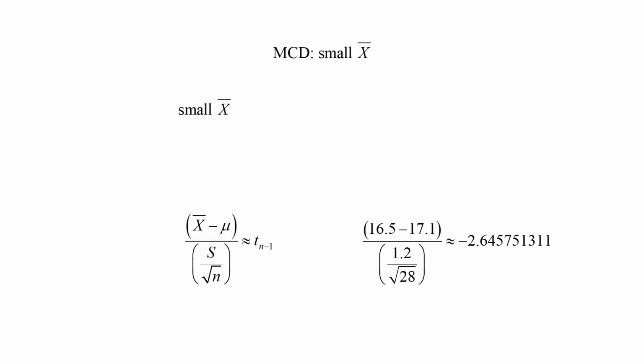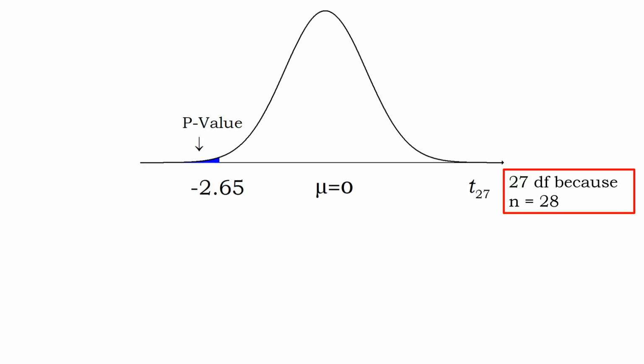Looking at our equation, a small x bar leads to a small t-score. Small t-scores are in the left end, or left tail, of the t-graph, towards negative infinity. We draw our graph. T-distribution graph, symmetric, mean of 0, looks a lot like z. Again, 27 degrees of freedom because our sample size was 28.